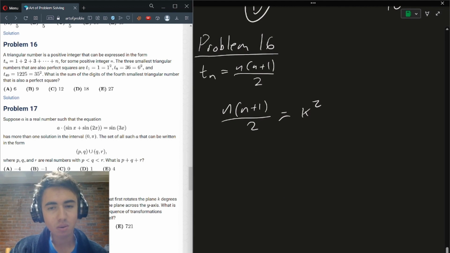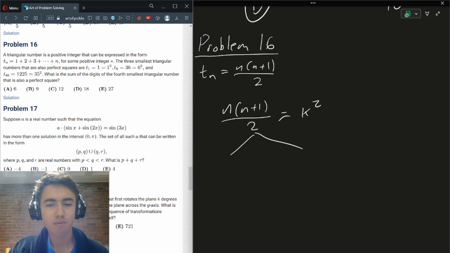So one key thing we want to do is analyze what needs to happen in order for this formula to be a perfect square. One thing to realize is that because only one of n and n plus 1 is even, we can always split this formula into 2 ways.